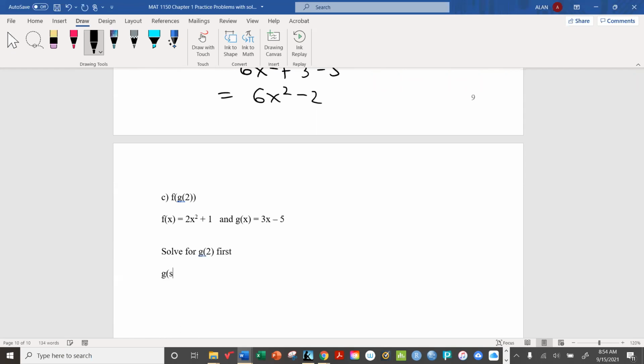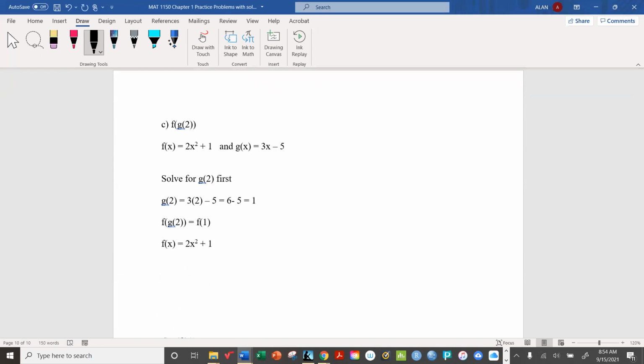Okay, so g of 2 would be 3 times 2 minus 5, which is 6 minus 5, which is 1. So now f of g of 2 simplifies to f of 1. Now look how easy that is. And now that simply means that you're taking this expression and you're replacing all the x's with 1s.